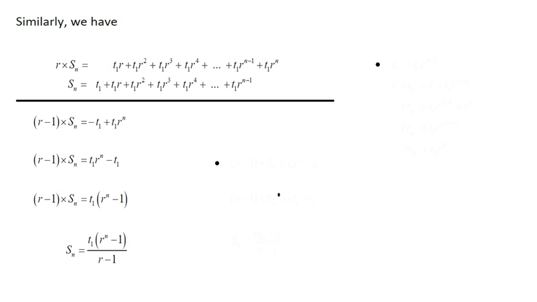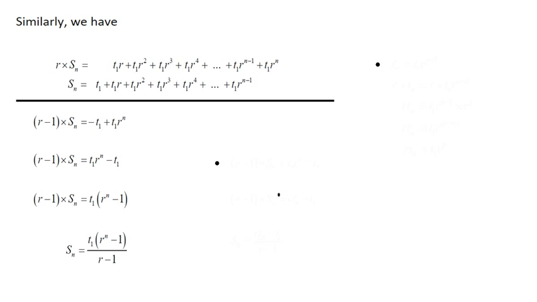So R minus 1 times S sub n is T1 R to the n minus T1. All we're doing is flipping them around. Instead of doing negative 2 plus 8192, we do 8192 minus 2, which didn't matter with numbers, but when you're doing this, it's better to have it in this form. Well, that's R minus 1 times S sub n, so we can factor out a T1.